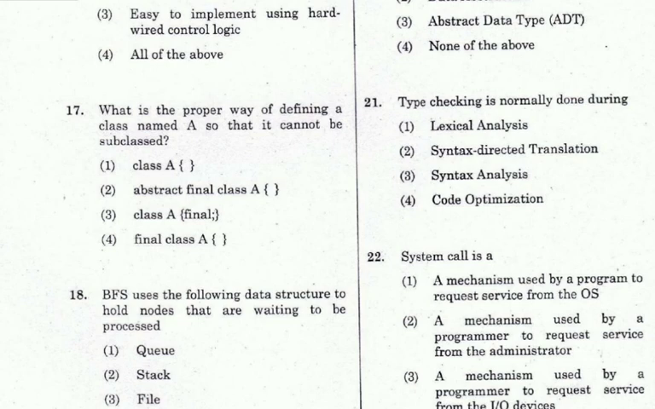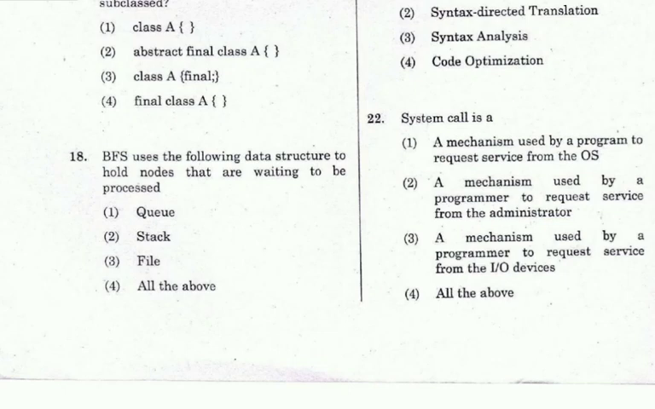Next, system call. So what is a system call? A system call allows programs to request services from the OS such as file handling, process management, and I/O operations. It is privileged, that means it requires OS intervention. So the correct answer is a mechanism used by a program to request service from the OS. That is option 1.